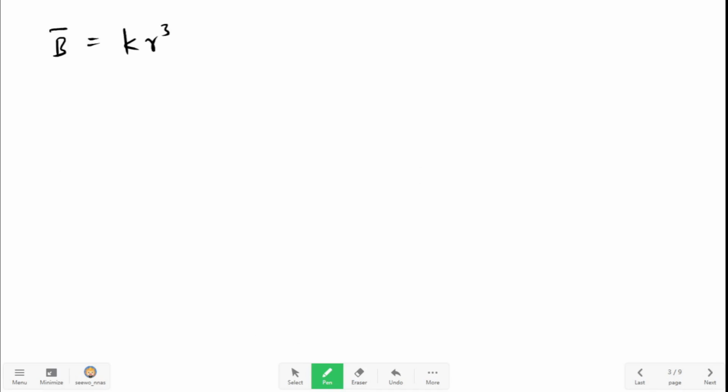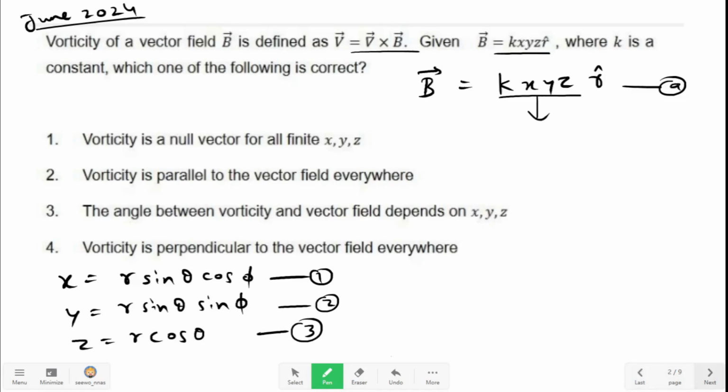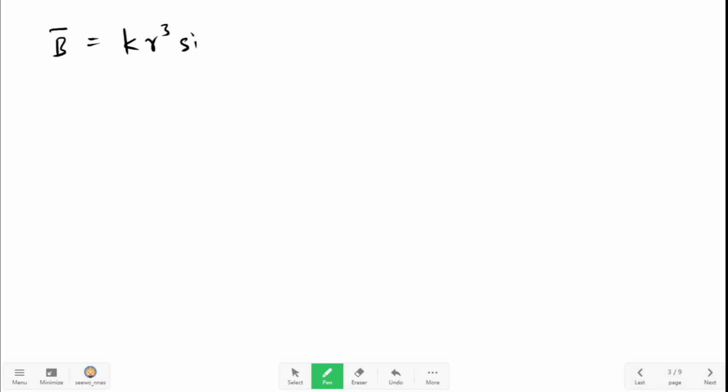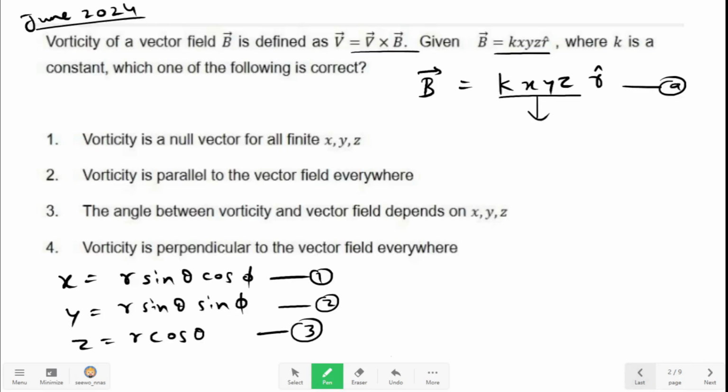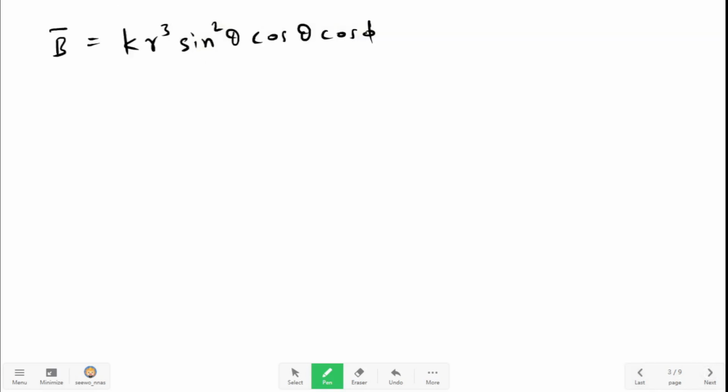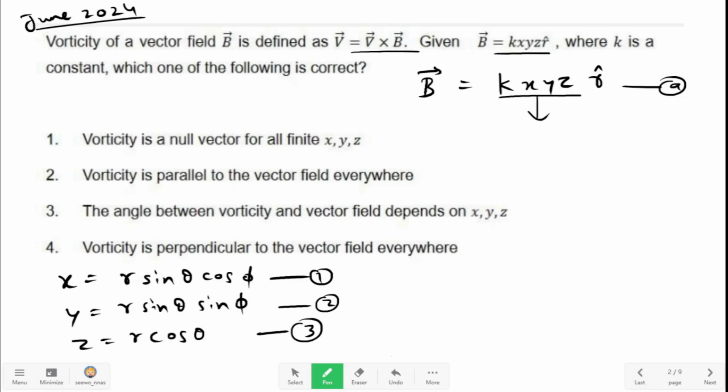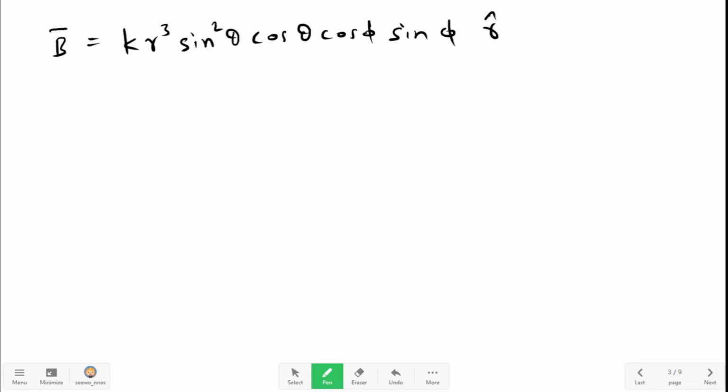k r cube sin square theta cos phi sin phi r cap. Let us say this is F, then this is equal to F r cap.